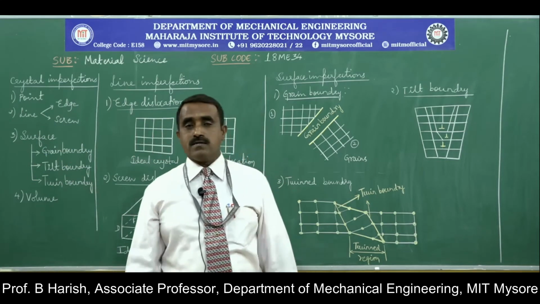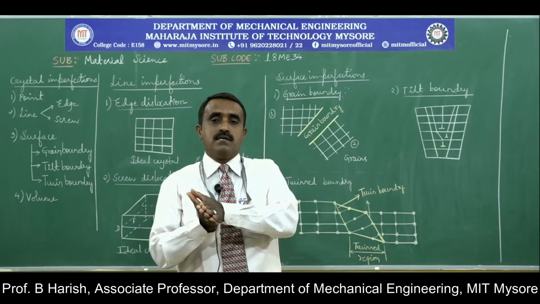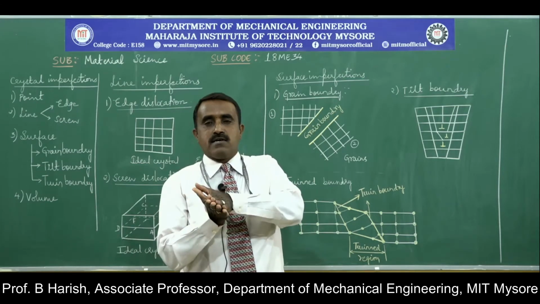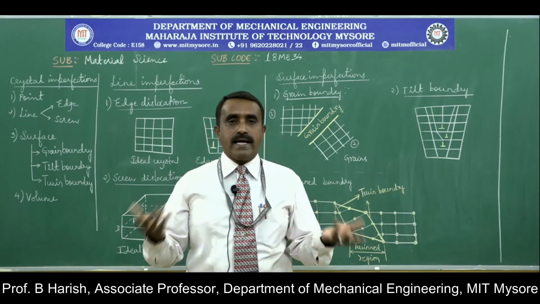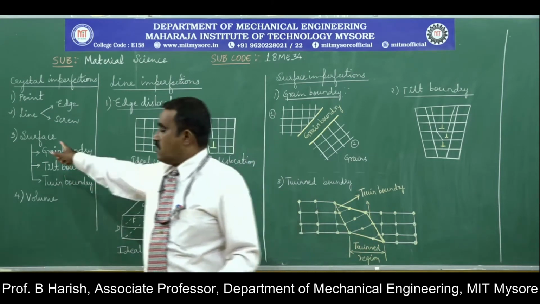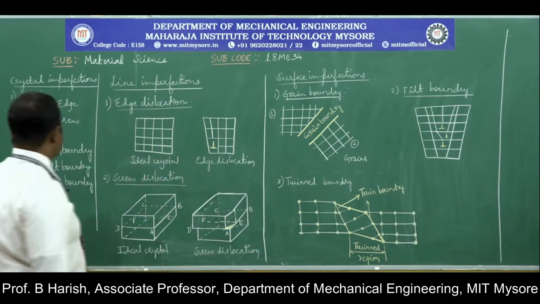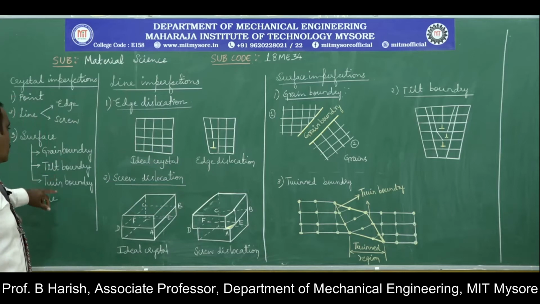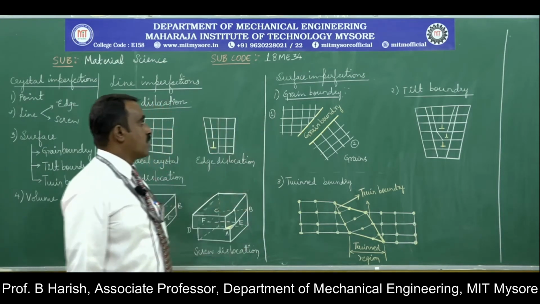Surface imperfection is one where the entire surface of atoms gets displaced from its original position, or it gets disturbed. That is surface imperfection. There we have three types: grain boundary, tilt boundary, and twin boundary. Now coming to the first one, grain boundary.